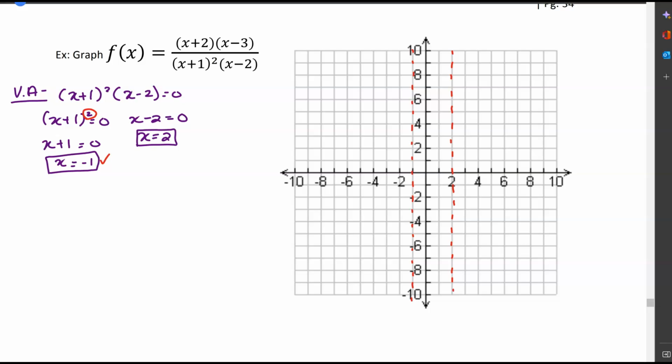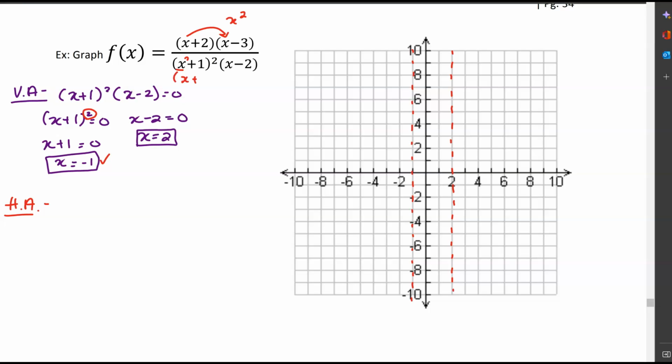All right, let's keep in mind this continuity. Now let's take a look at our horizontal asymptotes. For our horizontal asymptotes, let's check out the degree. The degree of the numerator is going to be this x times this x, which gives me an x squared.